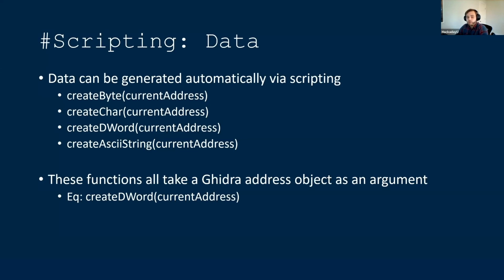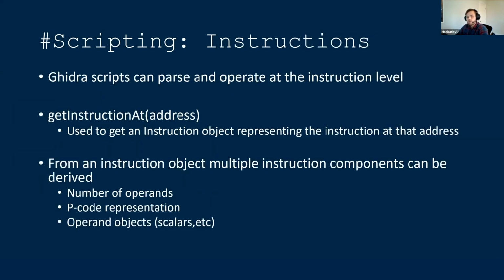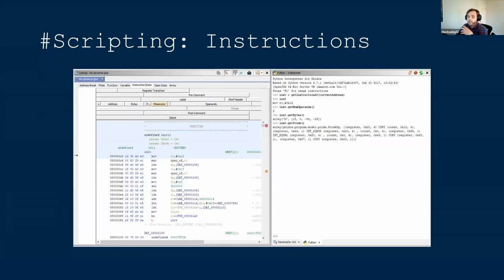But you can also use the flat program API to interact with instructions. You can write programs to parse the various instructions, get the mnemonics, get the operands. You could even get the PCODE representation of the instruction from a Ghidra script. And I wanted to show you what that might look like. So here we have an example program.